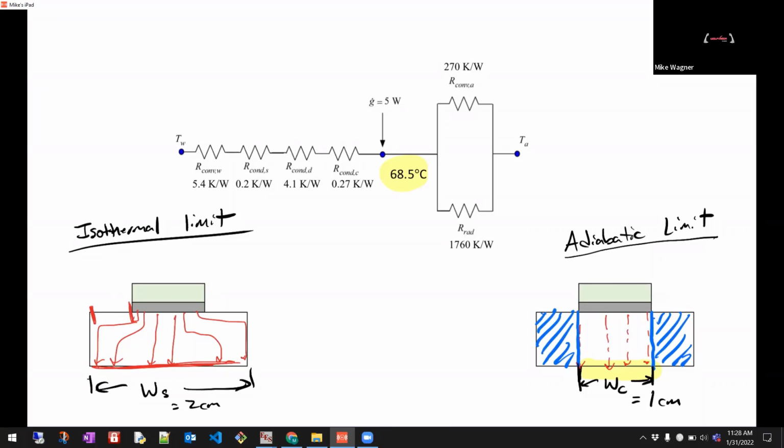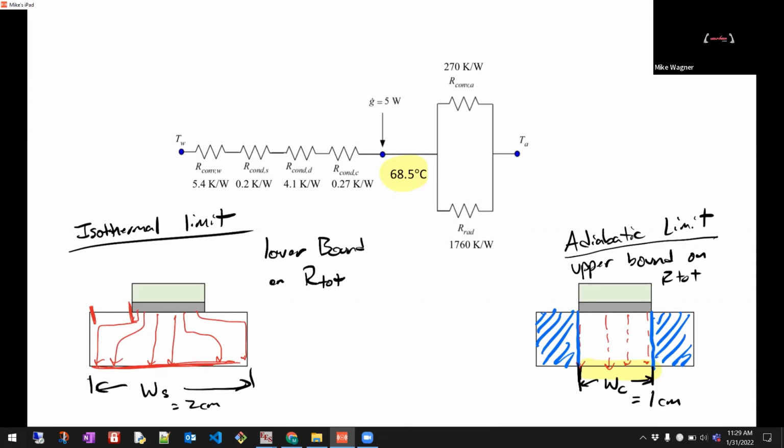Okay, so let's get back and think about what this is giving us, right? The isothermal limit is actually giving us a lower bound on resistance, or let's say R total. Okay, a lower bound on R total. That means we're being aggressive in the areas that we're assuming. The areas are larger, that means the resistance is lower. On the other hand, the adiabatic limit would give us an upper bound on our total.